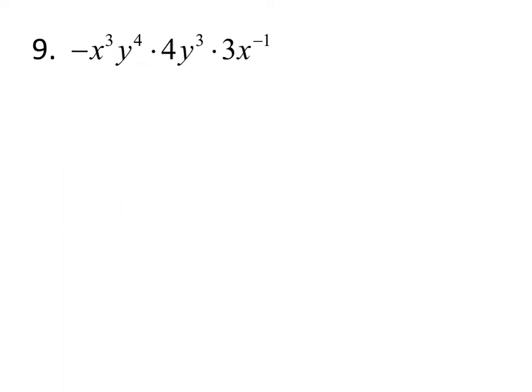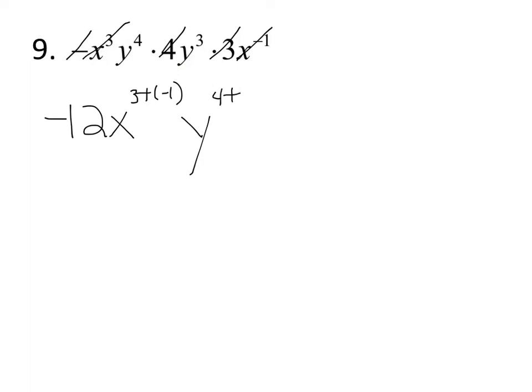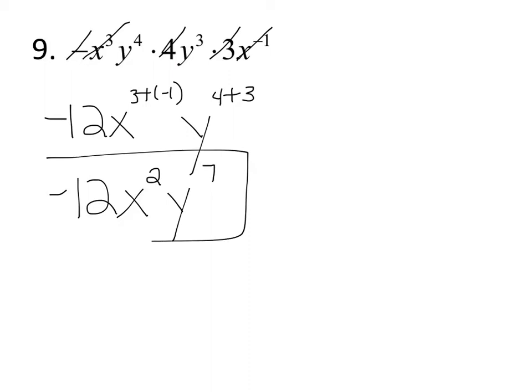Alright, number 9. So we have a negative 1, a 4, and a 3, which gives us negative 12. So cross that out, cross that out, cross that out. Now let's deal with our x's. X cubed and x to the negative 1 power. So you have x to the 3 plus negative 1. That gets rid of our x's. And then we've got y to the 4th and y to the 3rd. So you do 4 plus 3. So you have negative 12x. 3 plus negative 1 is 2, 4 plus 3 is 7, and your answer is negative 12x squared y to the 7th.